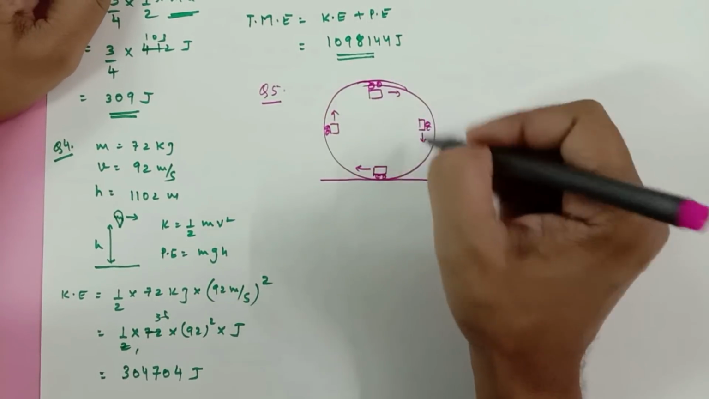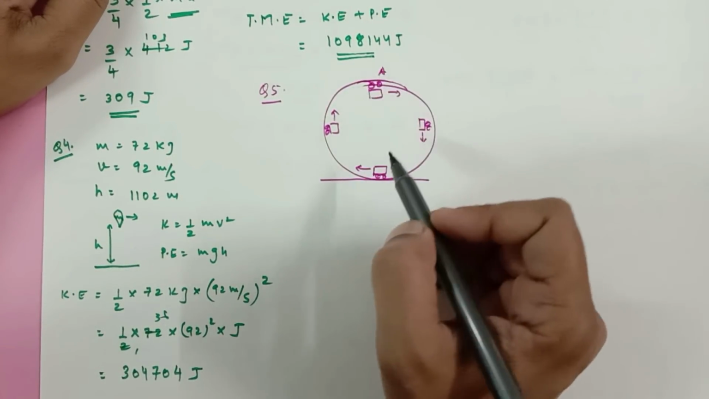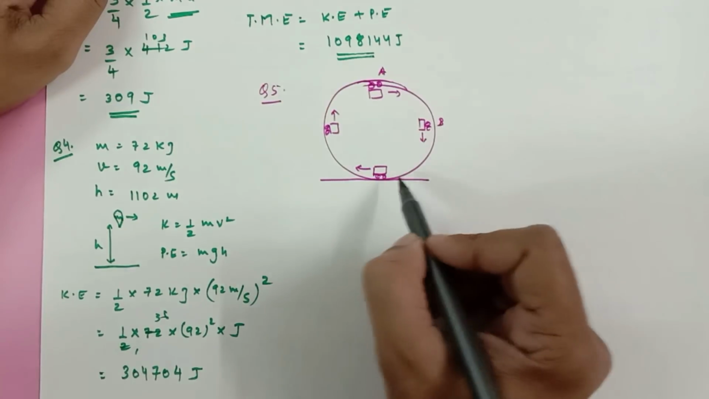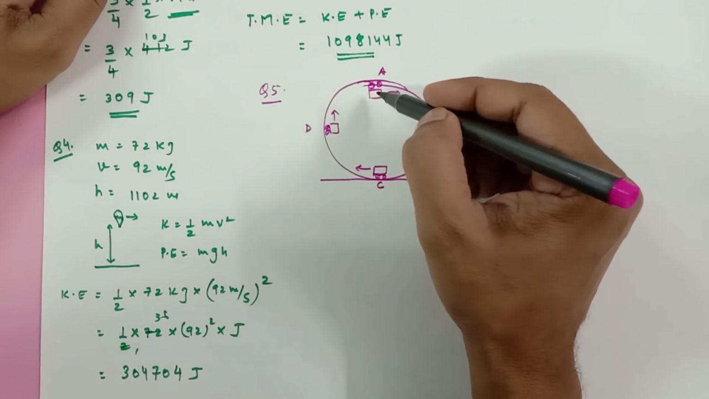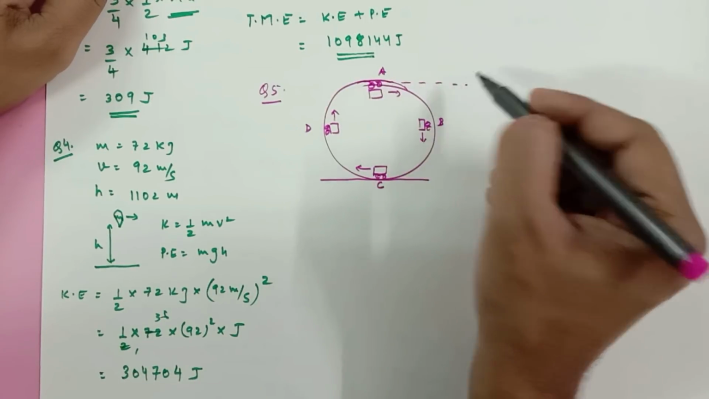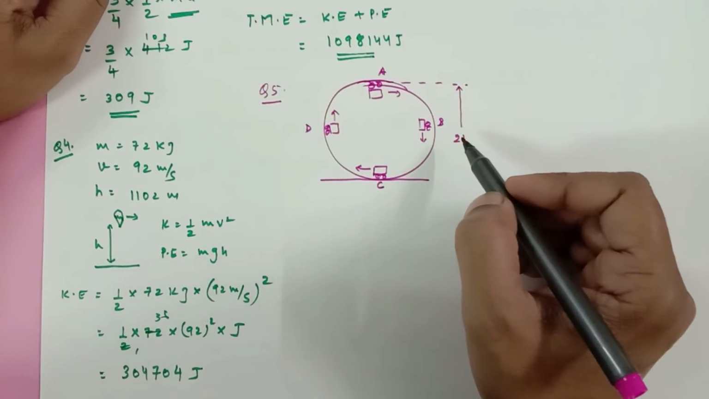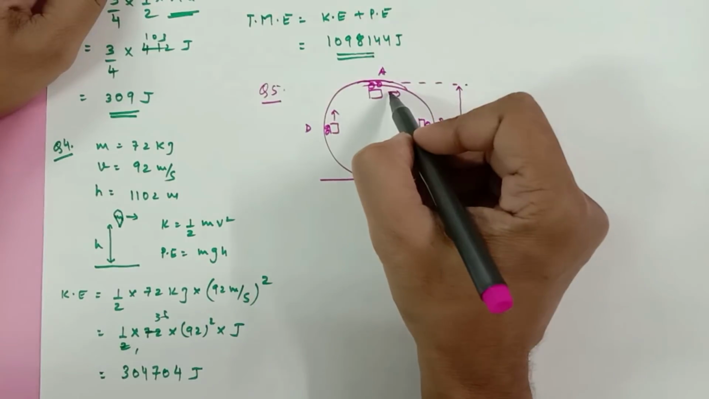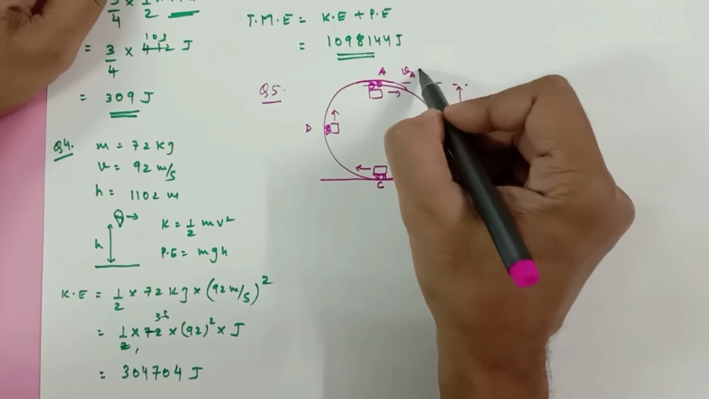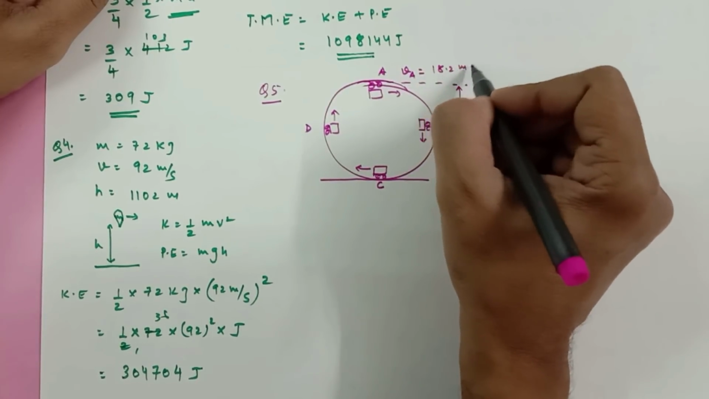So this is continuously moving around, and let me call this point as point A, this as B, this as C and this as D. Now this height is given to us as 21.5 meters. And the speed at point A is given to us as 18.2 meter per second.